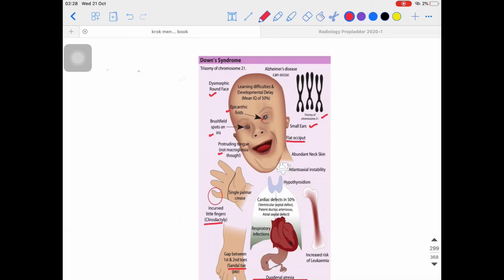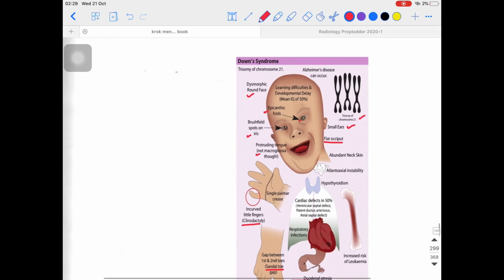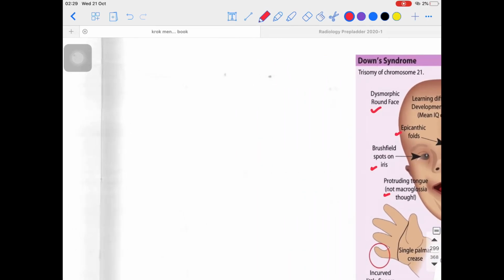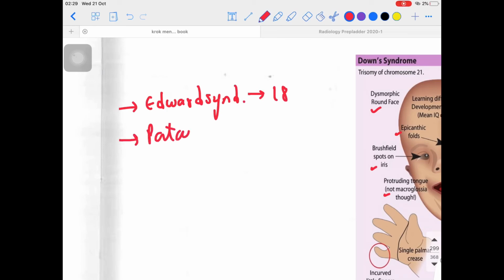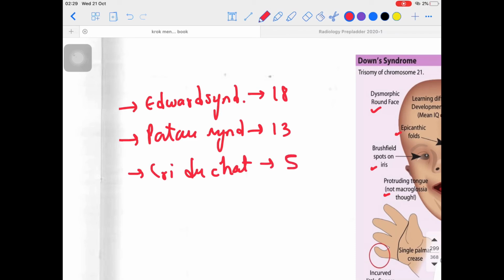So I would suggest you go for the other anomalies also, for example the Edwards one mainly. I'm writing it over here. So for you guys, the homework: Edwards syndrome, please look for it. It's the trisomy of chromosome number 18. Look for Patau syndrome, it is the trisomy of chromosome number 13. And please go through Cri-du-chat syndrome also, it's the deletion of chromosome number 5. Please go through them as well.